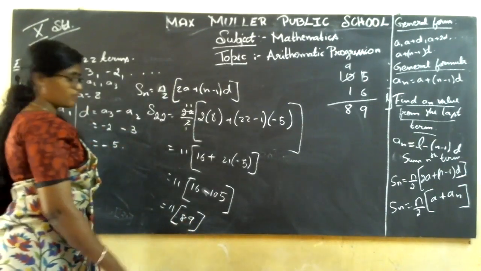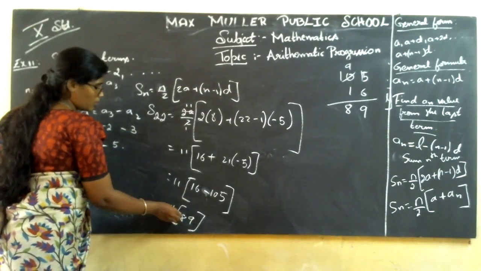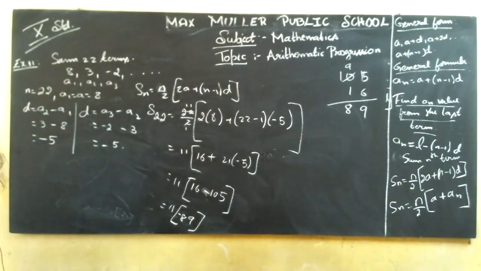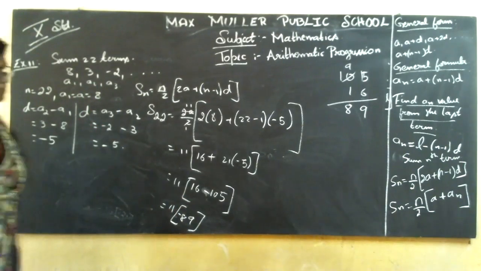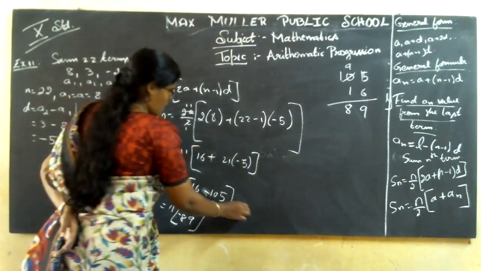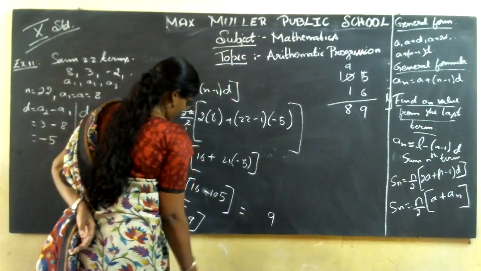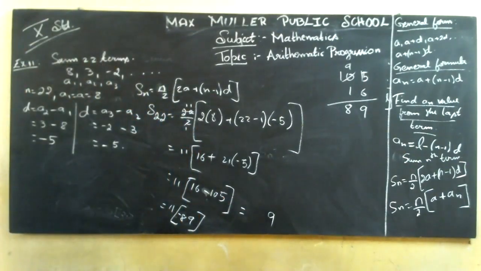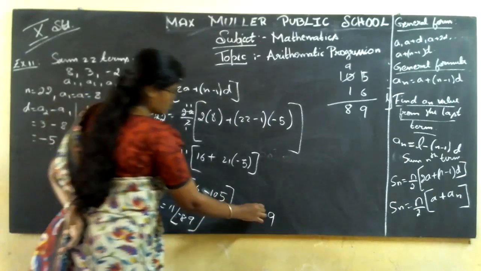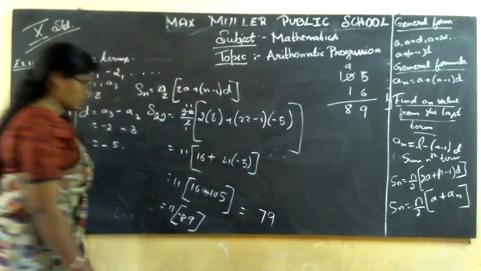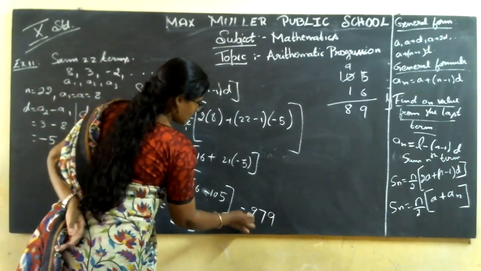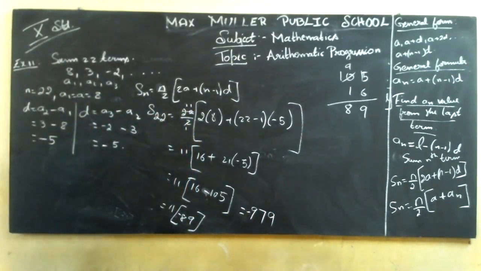Which sign, children? Which is the greater number? 105 is the greater number. So minus 89 you get. 11 into 89, how much? 9 ones are 9. 8 plus 9 is 17, and again 8, 8 plus 1 is 9. So it is minus 979.